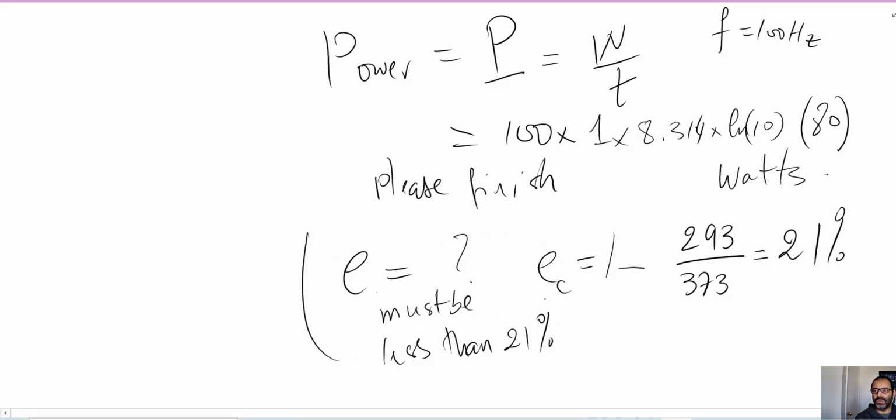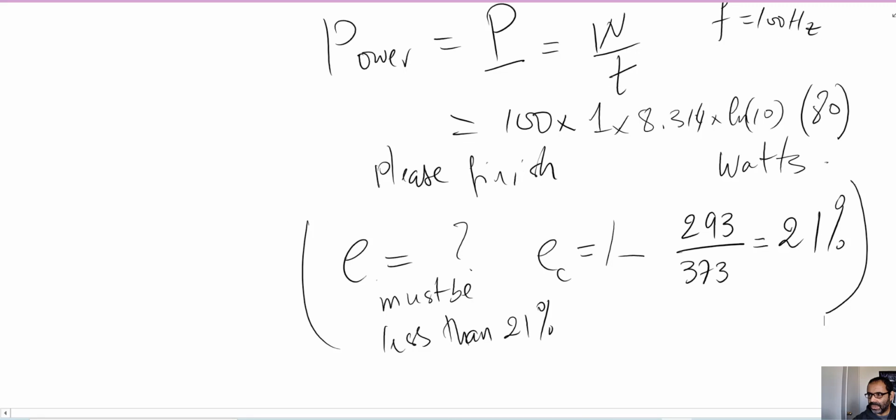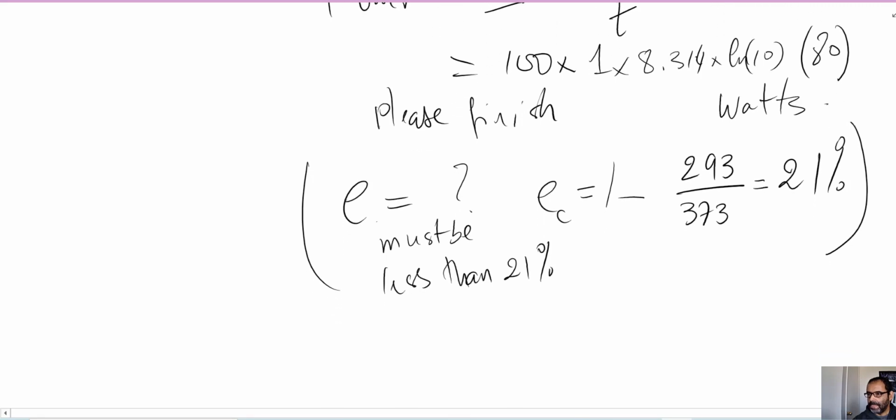Find the efficiency. I know it's not part of the question for this problem, but again, if you're tested on these points, you're going to be expected to know how to find the efficiency of an engine, and you can actually do that too and find how efficient this engine is.